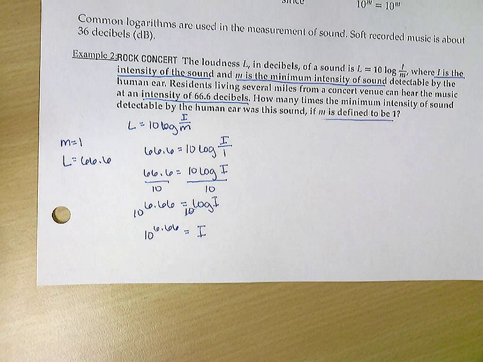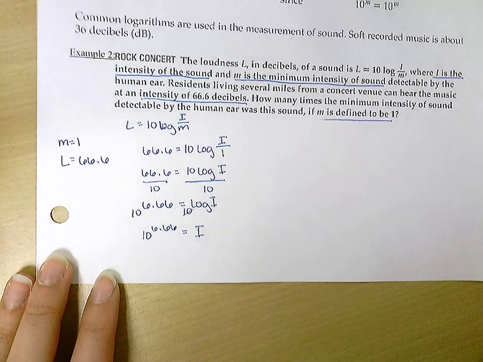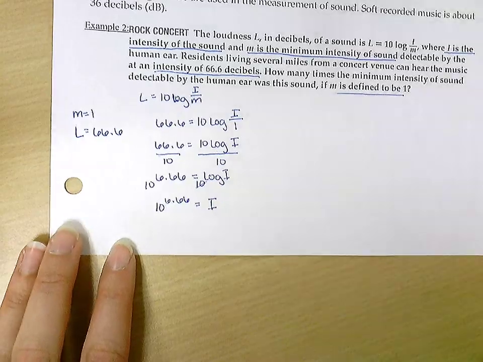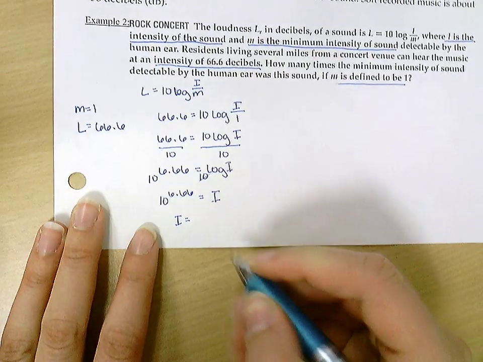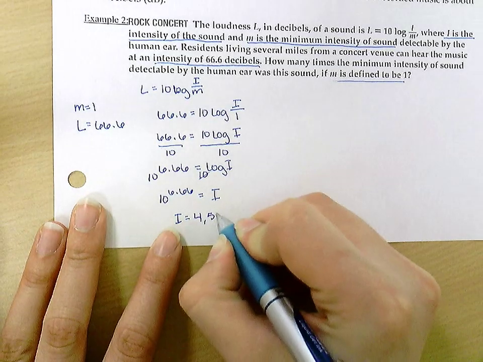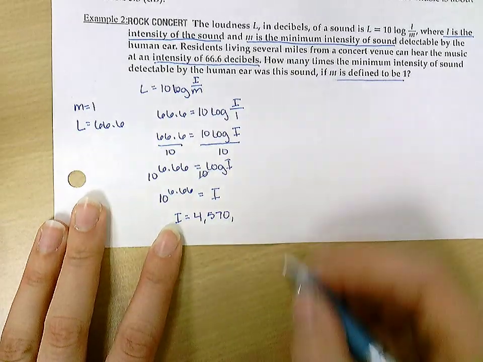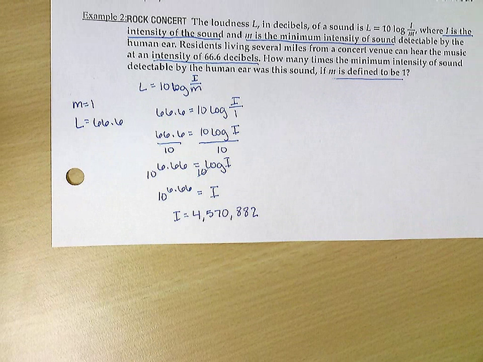Okay, so we can take 10, raise it to that power, and you'll get about, big number here, 4,570,800, and I'm just going to round to the whole number here, 882. Since you get 0.896 at the end there.